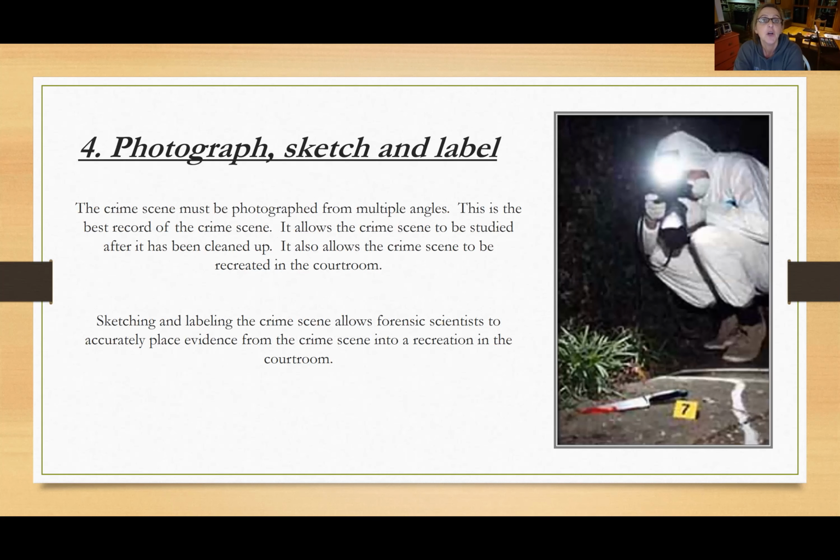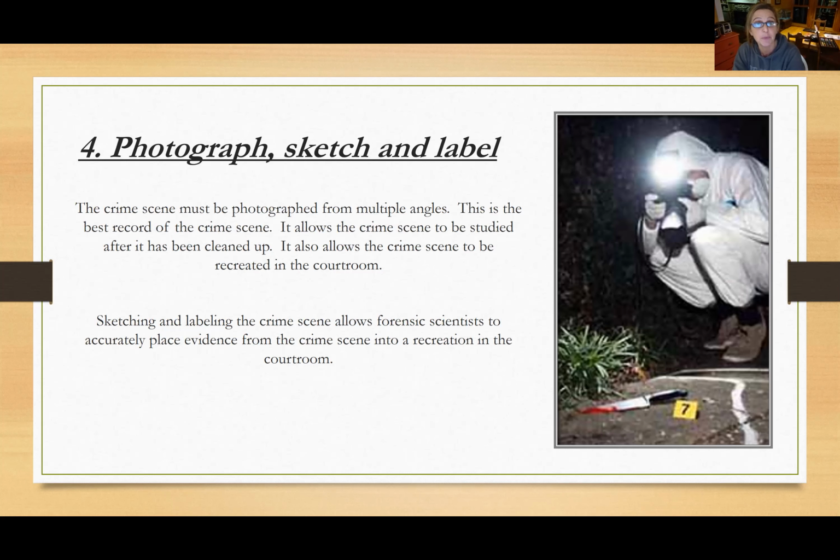Our fourth thing, we photograph, sketch, and label. If you love photography, then you would love this part of processing a crime scene. You don't just take one picture of the crime. You don't take one picture of the piece of evidence. You take multiple pictures from many different angles. And then you also want to take a picture from farther back so you can see relative to each other where each of the pieces of evidence are sitting.